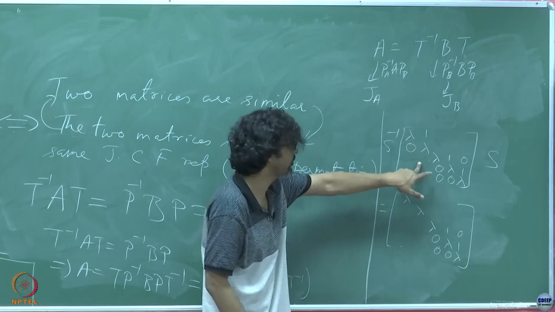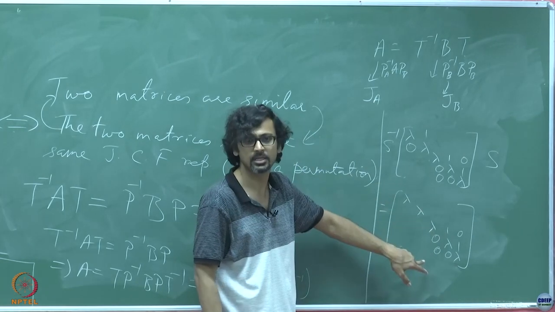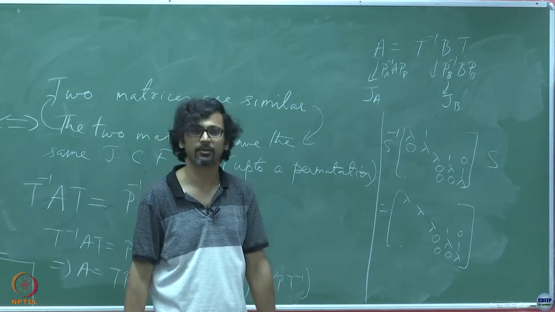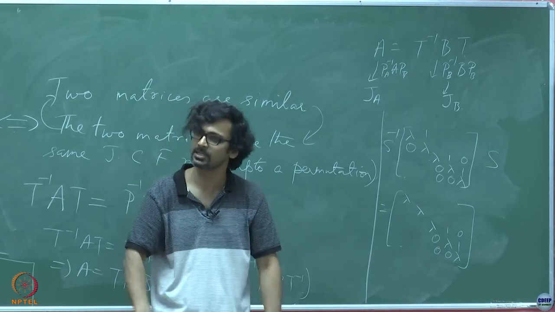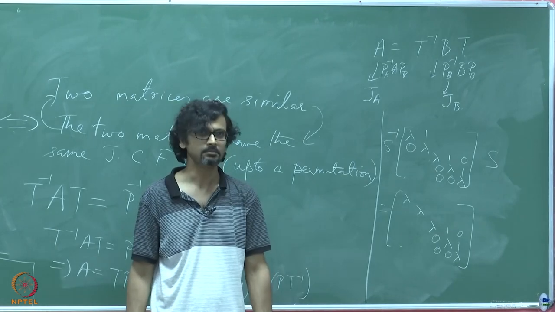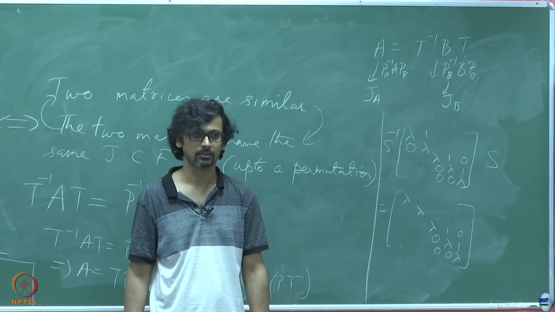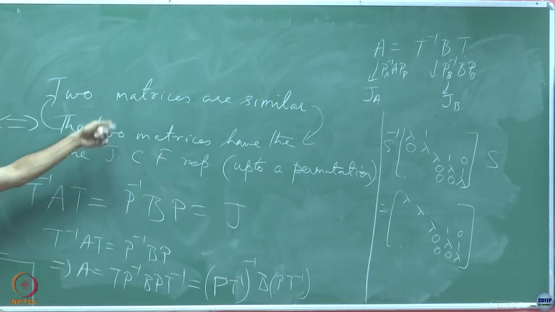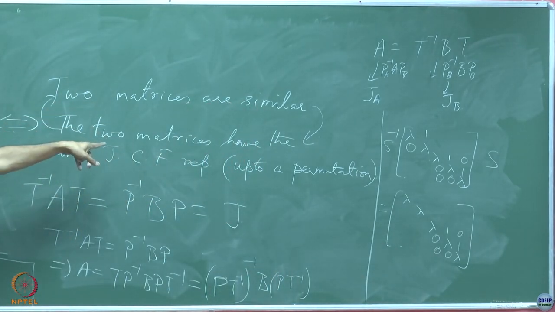On the other hand, if they were indeed similar matrices, then their ranks would be the same. Similar matrices cannot have different ranks, because after all, they are manifestations of the same operator. Right? So that is the reason why this both-sided argument works. Okay? Bear this in mind. Yes?